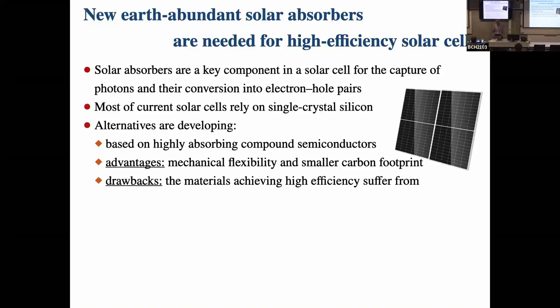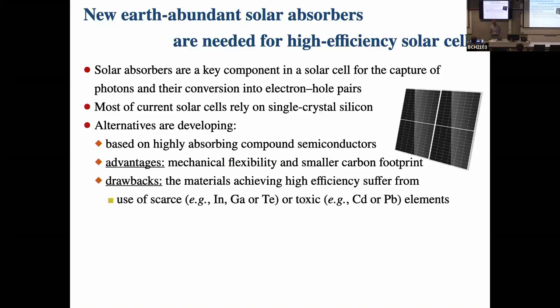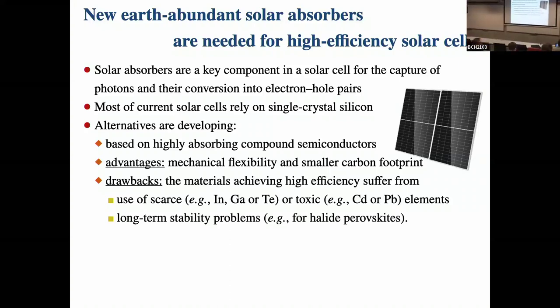The drawback of the materials that have been tested so far is that they have a problem in terms of scarcity of the elements. There's often indium, gallium, tellurium there, or sometimes toxicity of the elements, so lead or cadmium can be used, cadmium telluride, for instance. And there is also a long-term stability problem. For the moment, the hype is using halide perovskites, and these halide perovskites have problems in terms of stability.